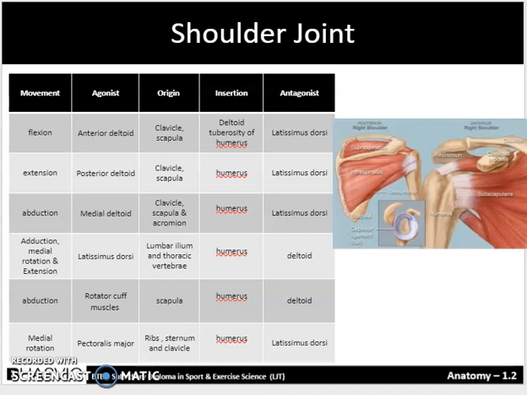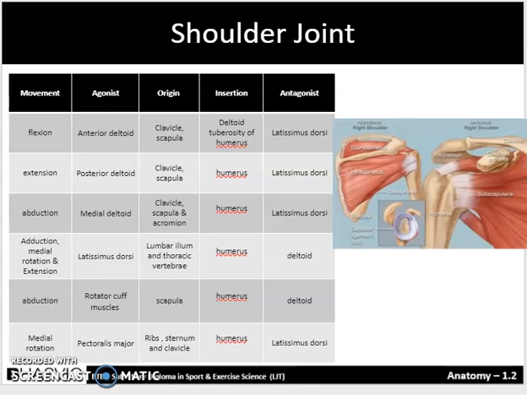The shoulder joint moves in lots of different planes and axes, therefore allows lots of different movement types. The first movement type we'll be looking at is flexion. The agonist which allows flexion is the anterior deltoid, which originates from the clavicle and the scapula. The insertion point is the deltoid tuberosity of humerus, and the antagonist is the latissimus dorsi.